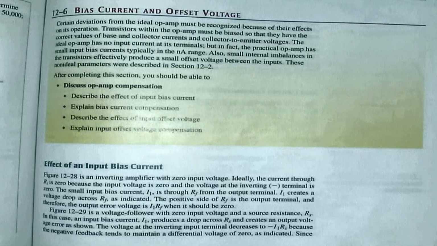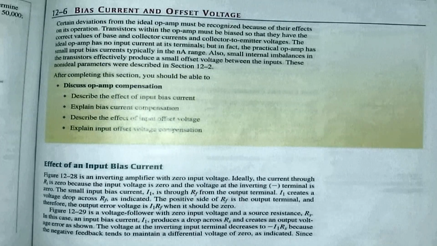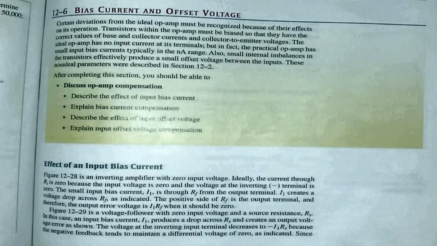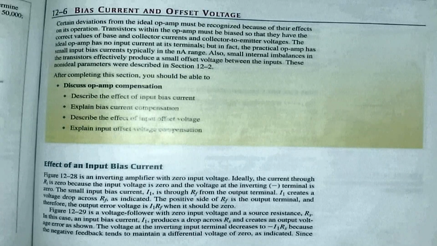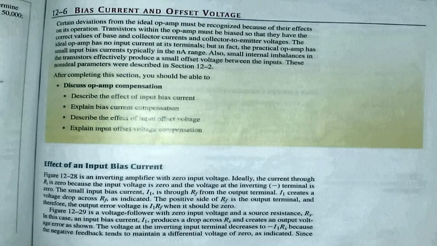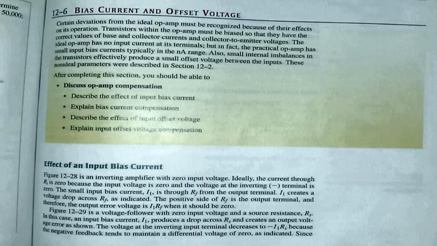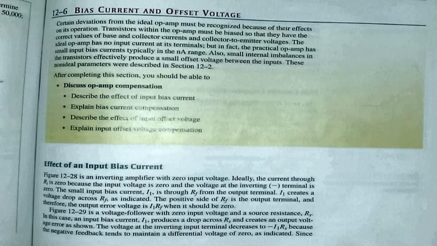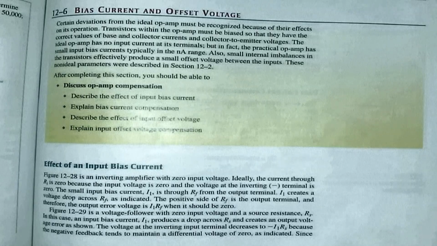All right, now we're going to do 12.6, bias current and offset voltage. Certain deviations from the ideal op-amp must be recognized because of the effects of its operation. Transistors within the op-amp must be biased so they have the correct values of the base and collector currents and collector to emitter voltages. The ideal op-amp has no input current at its terminals, but in fact, a practical op-amp has a small input bias current, typically in the nanoamp range. Also, small internal imbalances in the transistors effectively produce a small offset voltage between the inputs.